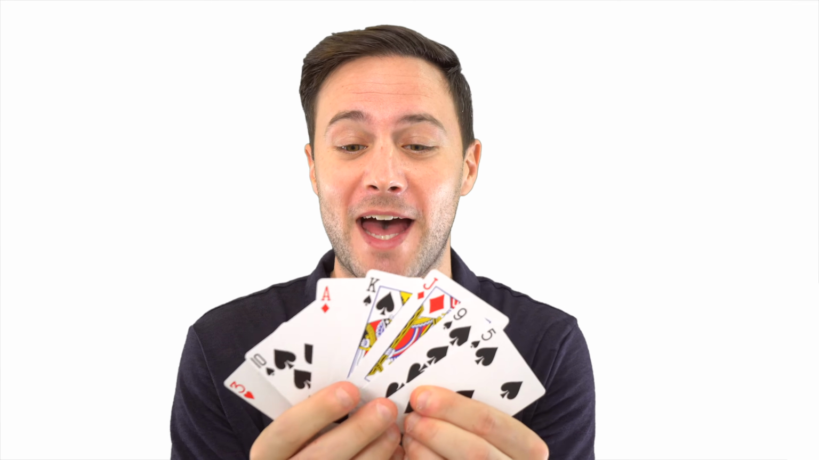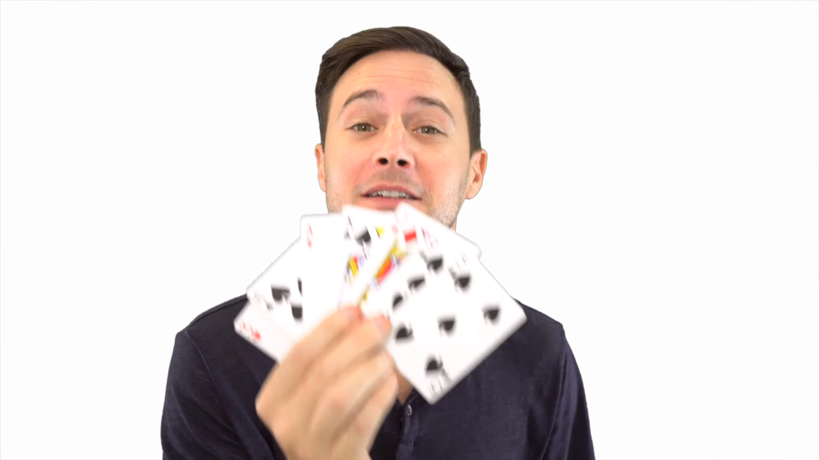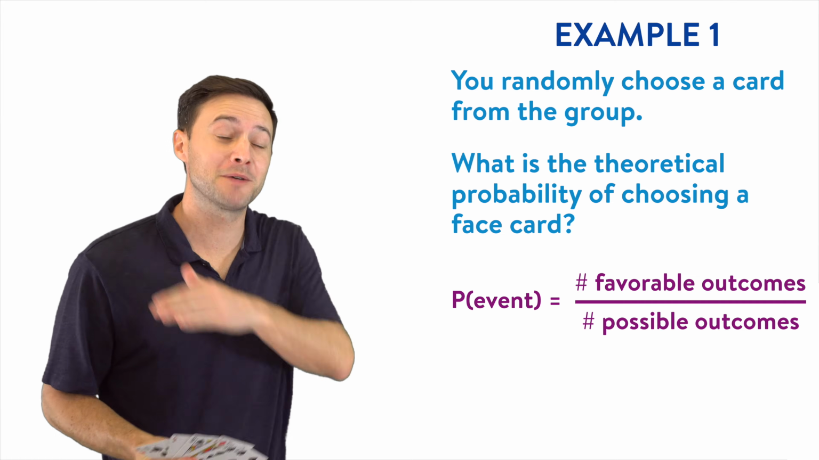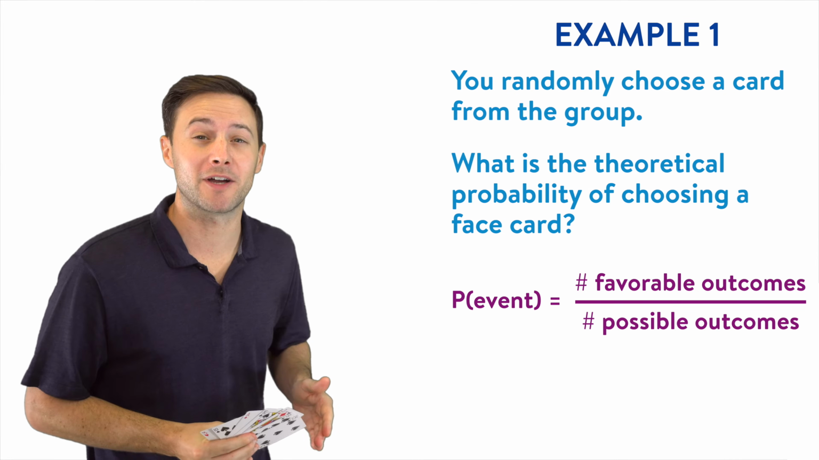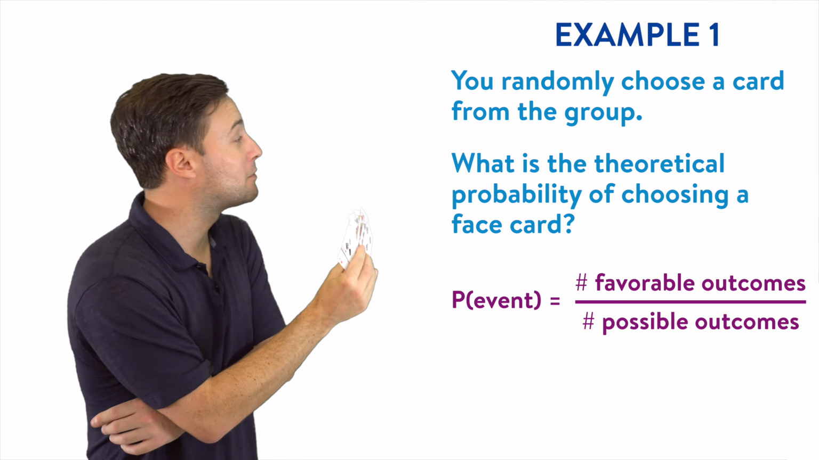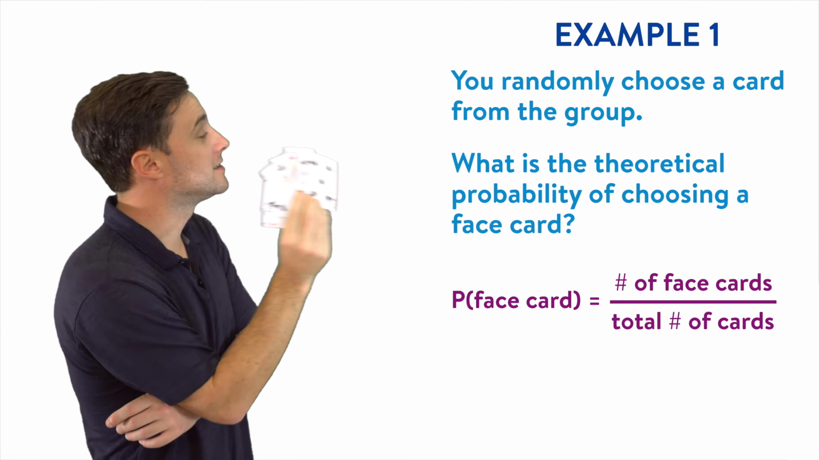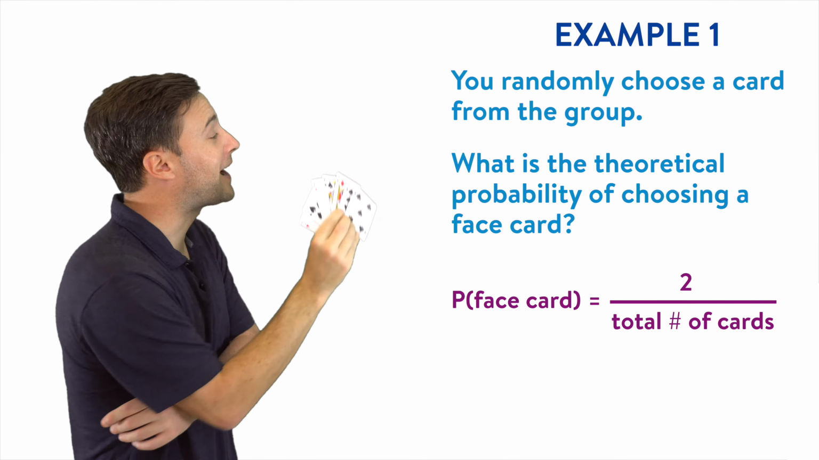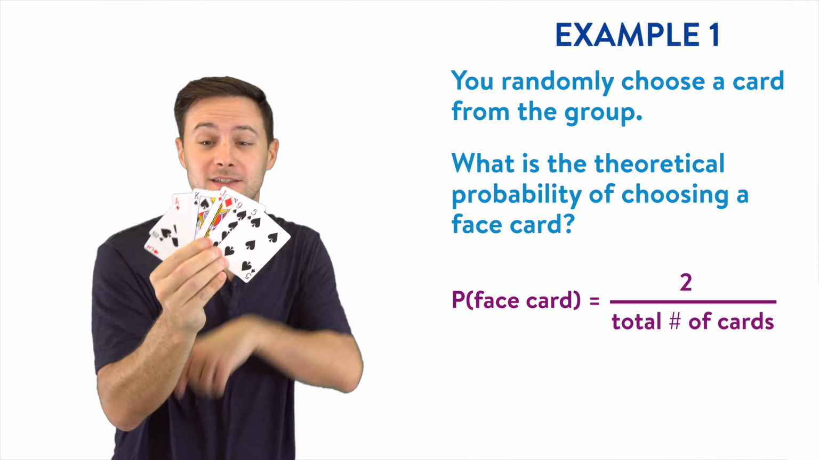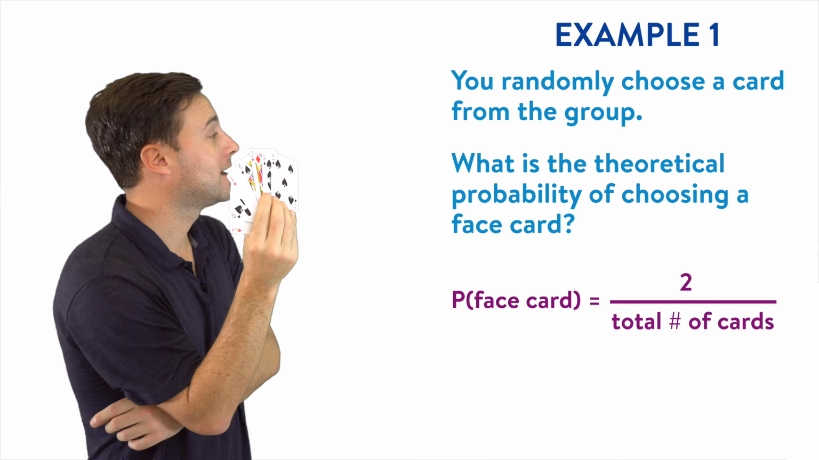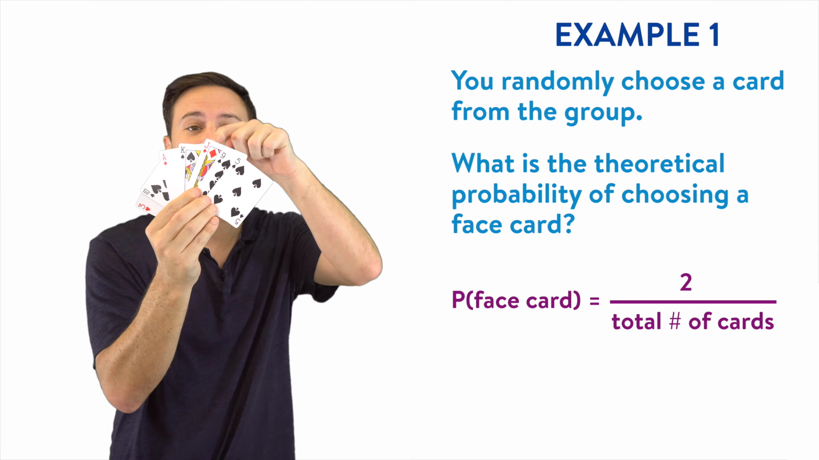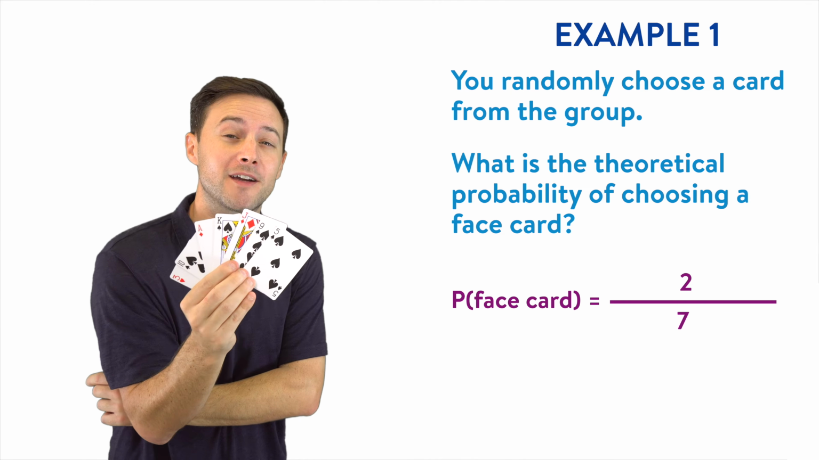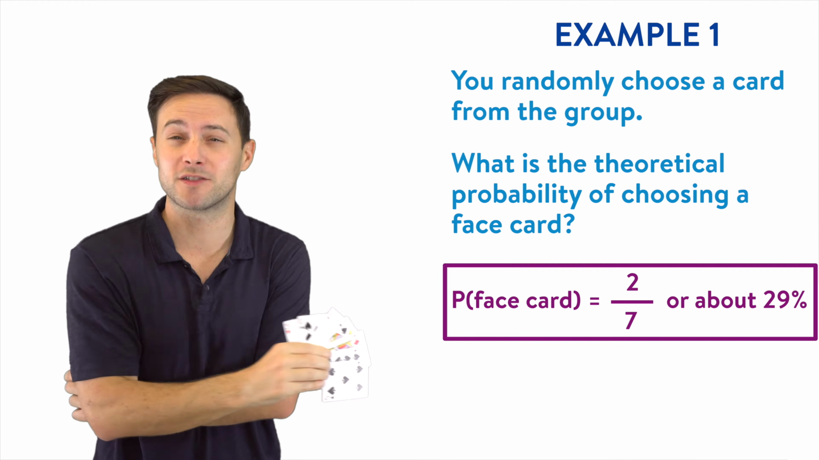So with that, now we can calculate the theoretical probability. So the probability of the event is the number of favorable outcomes over the number of possible outcomes. So for this one, probability of a face card is going to be equal to the number of face cards, well, which is 2, divided by the total number of cards, because each card is a possible outcome. And how many cards are there? 1, 2, 3, 4, 5, 6, 7. So the theoretical probability of choosing a face card is 2/7, or about 29%.